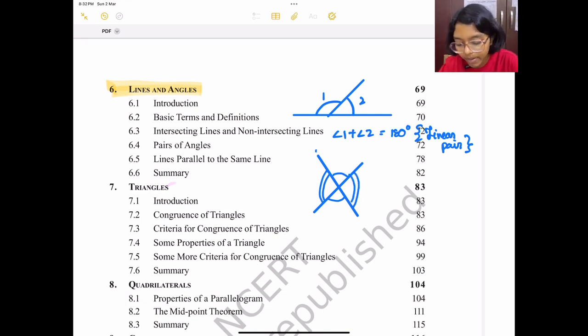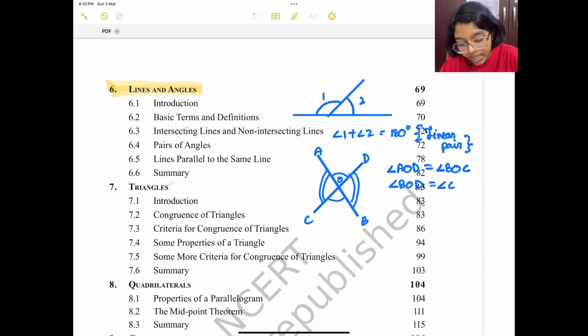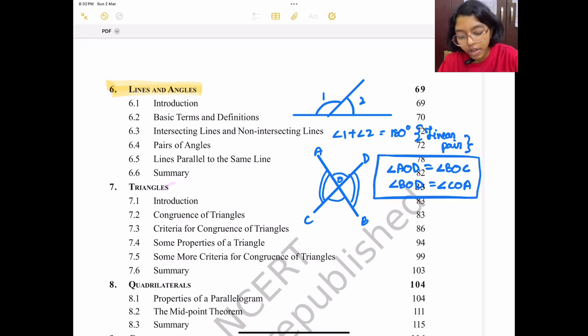Okay, if I mark this as A, this is O, this is B, this is C, this is D. Angle AOD is equal to angle BOC. Angle BOD is equal to angle COA, right? This is because of the pairs of vertically opposite angles. Okay, so this is lines and angles. Everything you need to know from lines and angles.